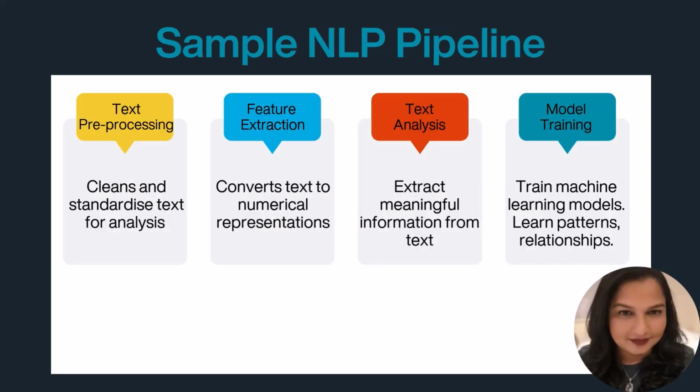Now let's have a look at a sample NLP pipeline. First, there is the text pre-processing. This is where the raw text gets cleaned up. We split the sentences into smaller chunks and get rid of unnecessary stuff like punctuation or stop words. Next, we move on to feature extraction, where we turn that clean text into numbers or vectors so that computers can make sense of it. Think of this like translating text into a language that computers understand.